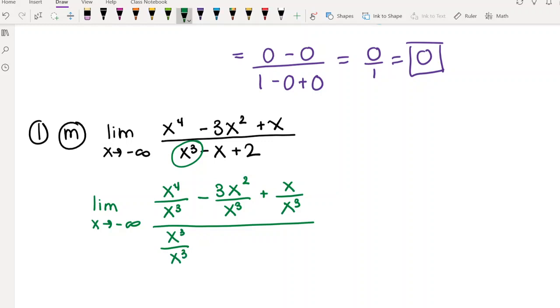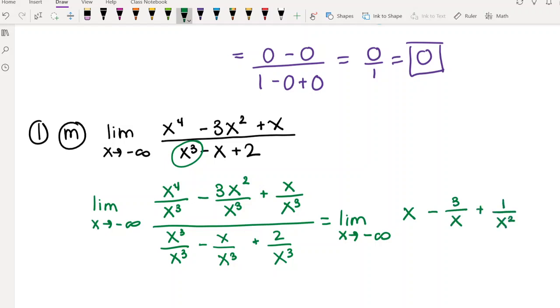Okay, so all right, now let's simplify this. So we have the limit as x approaches negative infinity of, and the first part is x, second part is minus 3 over x, then we have plus 1 over x squared, then we have 1, then we have 1 over x squared, then we have 2 over x cubed.